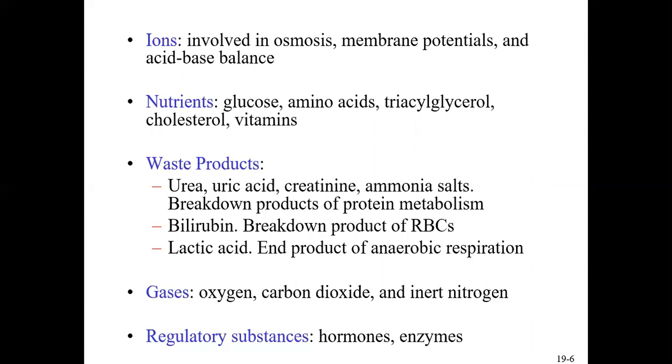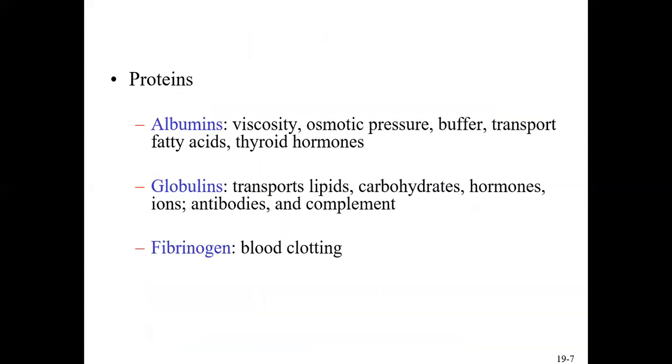You can see a list of the gases that are transported in the plasma. These can be dissolved in the plasma, such as oxygen, carbon dioxide, and some nitrogen as well. And then regulatory substances, which would include all the hormones we talked about in chapter 16, and then various enzymes.